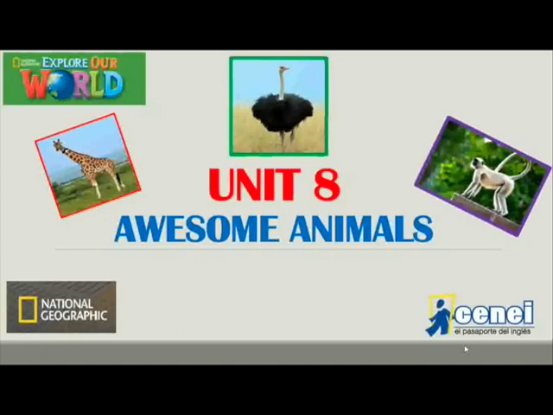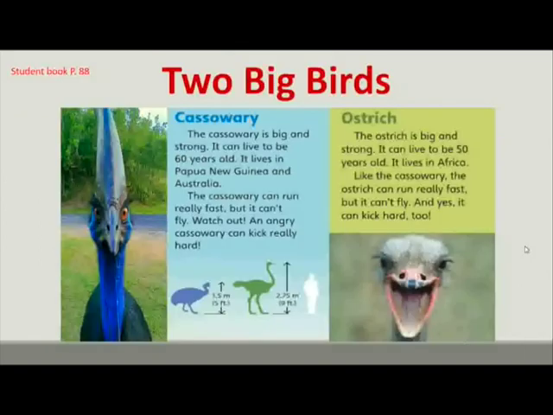Today we are going to work in the student book. We are going to be working on characteristics and descriptions again. So open your student book on page 88. Hello guys, please take out your student's book on page 88. Let's read about two big birds, the cassowary and the ostrich. Let's begin.